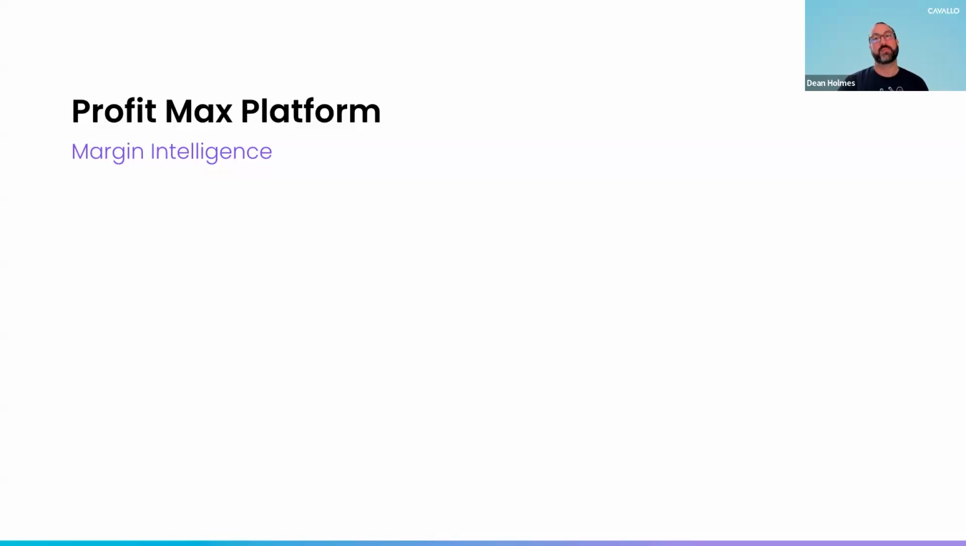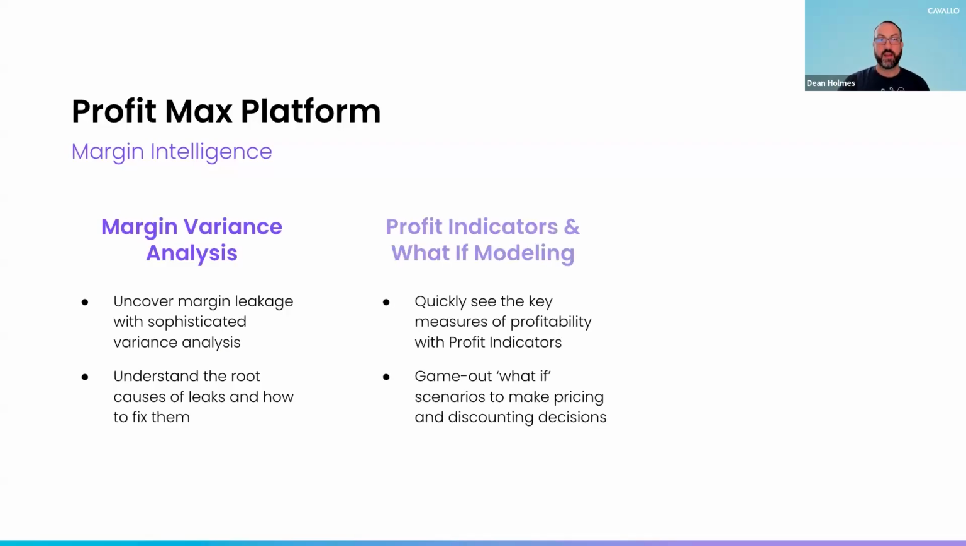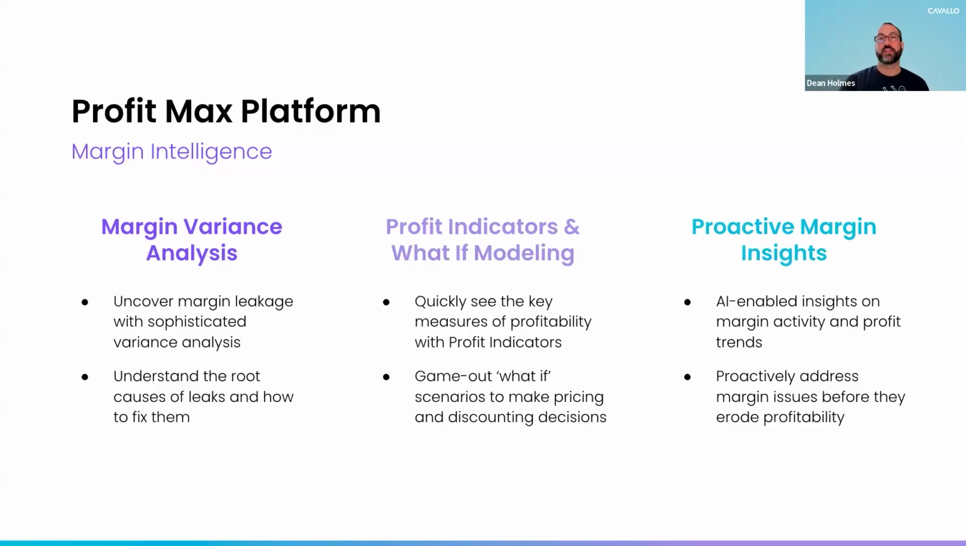And specifically today, we'll be focused on margin intelligence. That includes margin variance analysis. So that is what changes over different time periods have had positive or negative impacts on your profitability and why. We're going to talk about profit indicators and what if modeling. What are the profit levers inside your business, and what are the impacts of potential changes to the bottom line when you make changes to those? And proactive margin insights that provide you daily visibility into the health of your business and where to focus your efforts today. The ultimate goal of the Profit Max platform is to help you maximize every transaction.